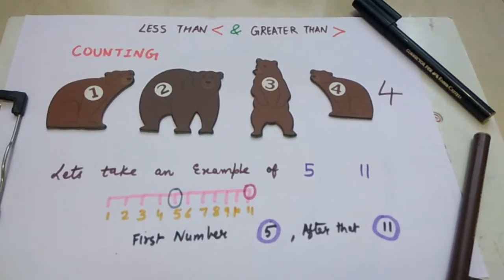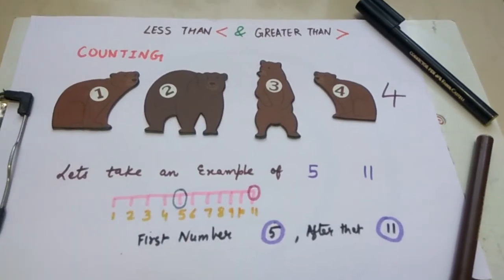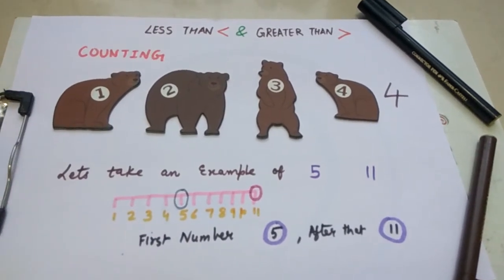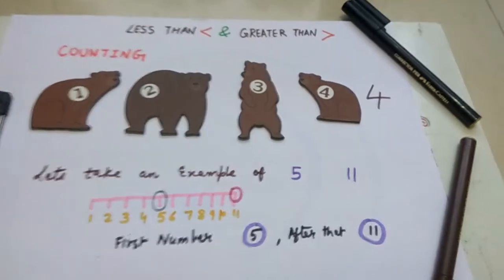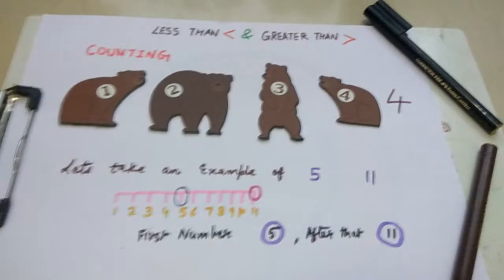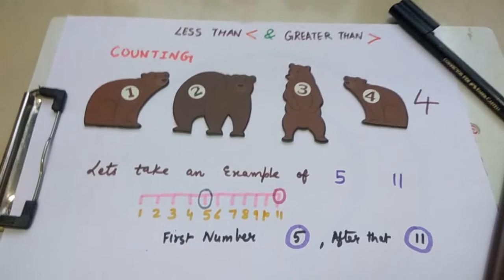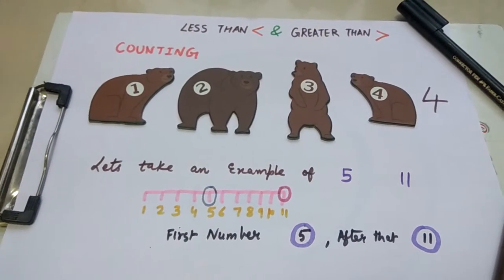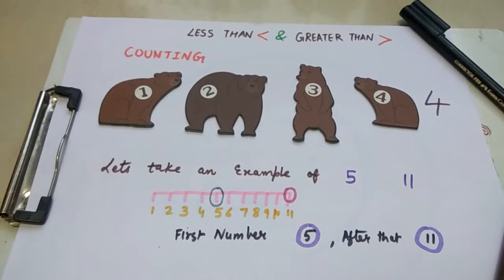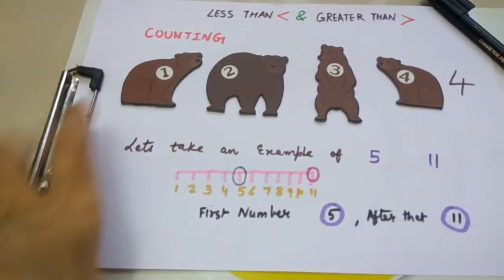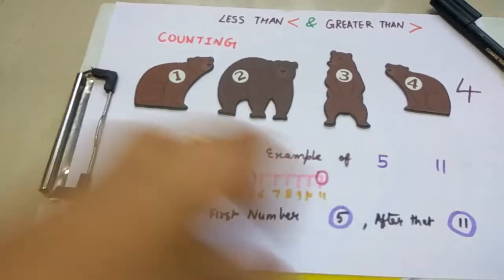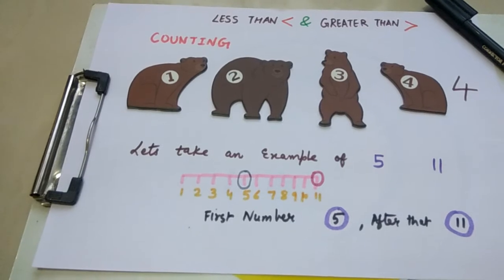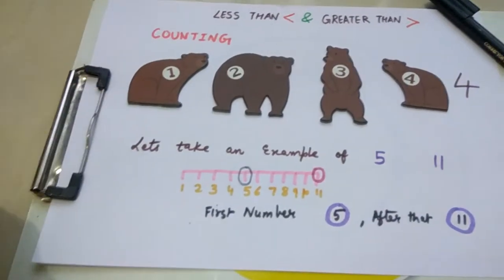Hi friends, I am back with yet another interesting video of the less than and greater than concept, and this concept is basically based on your little one's knowledge about counting. For reference, I have given a simple example of these four bears. Numbers are already printed on them, so the total count is 4.